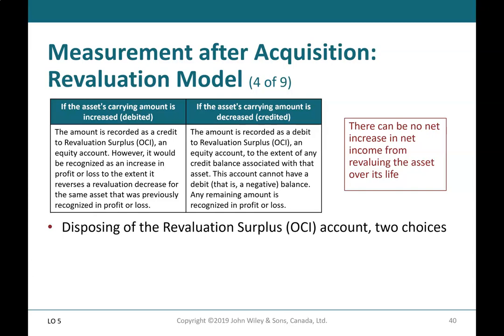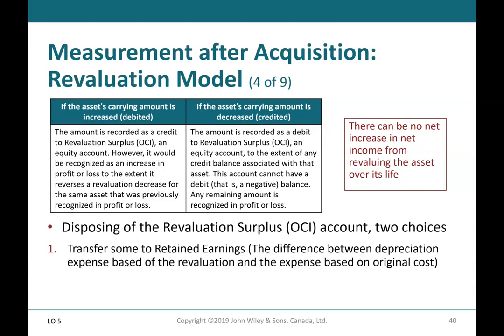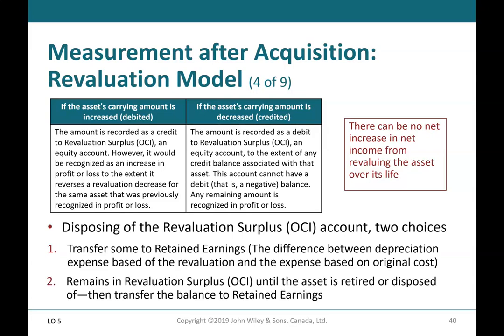Disposing of the revaluation surplus OCI account, you have 2 choices. 1, transfer some to retained earnings: the difference between depreciation expense based on the revaluation and the expense based on original cost. 2, it remains in revaluation surplus OCI until the asset is retired or disposed of, then transfer the balance to retained earnings.